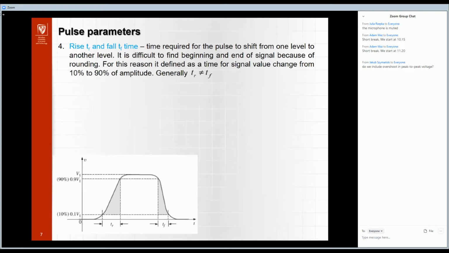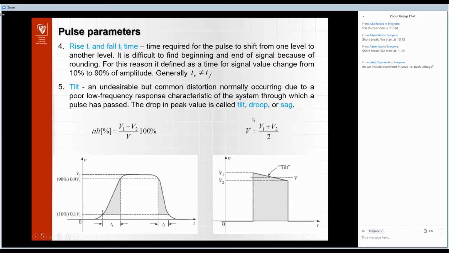It is difficult to find the moment when the pulse starts and when the pulse ends. So the rise time and the fall time we measure as the time between 10 and 90% of the amplitude. For these calculations we cannot take into account the overshoots, for example. Okay, and generally in our circuit TR is not equal to TF.